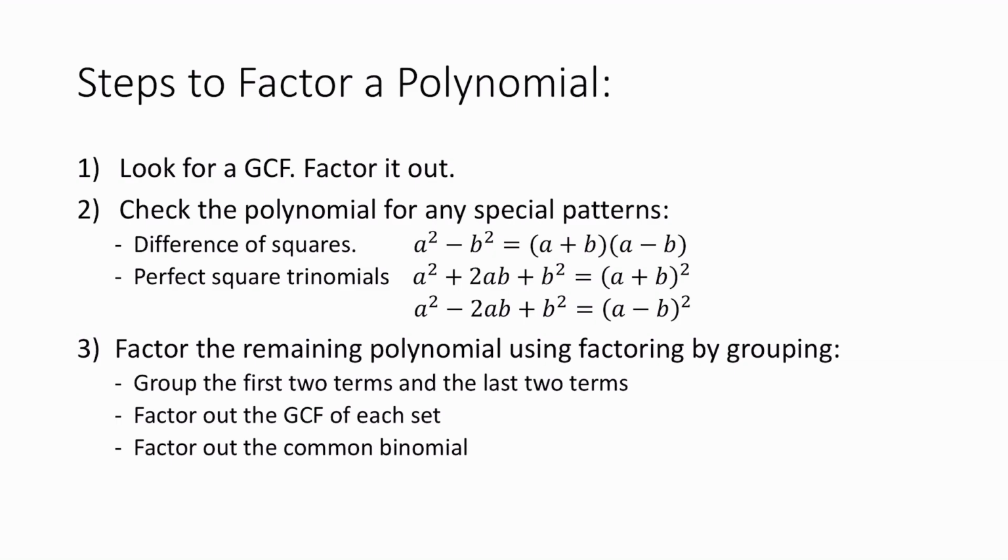So here are steps to factoring a polynomial. You're always going to start off by looking for a GCF and then factor it out. Then you're going to check the polynomial for any special patterns. If you see the difference of squares or perfect square trinomials, go ahead and use these patterns to factor. If not, then you're going to factor the remaining polynomial using factoring by grouping. So you'll group the first two terms and the last two terms, factor out the GCF of each set, and then factor out the common binomial. Remember, all of these steps are going to be used as needed when you're factoring a polynomial. You may use all, none, or just a few of these steps.